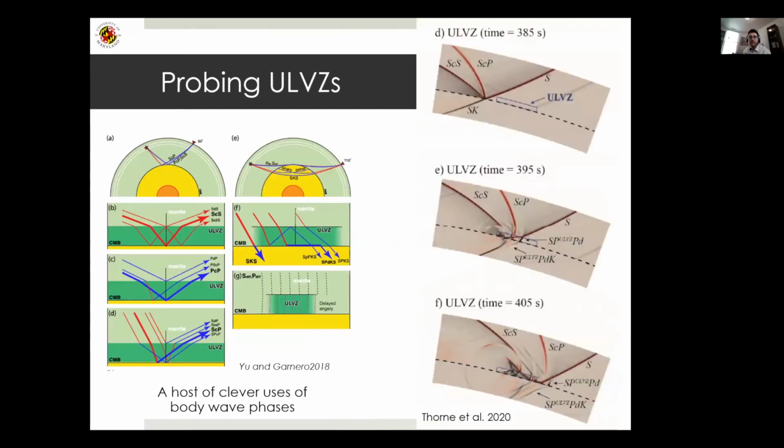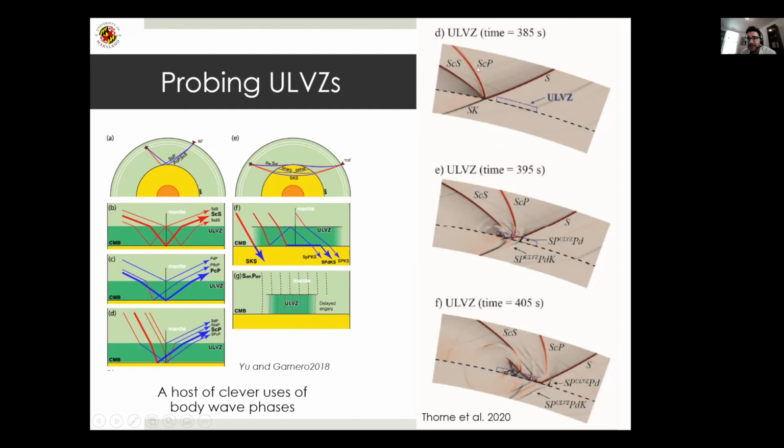So how do we probe ULVZs as seismologists? Well, we can use a host of clever phases where we look at body waves that interact with the ULVZs in different ways. And in particular, I'm going to focus on this SPdKS phase.